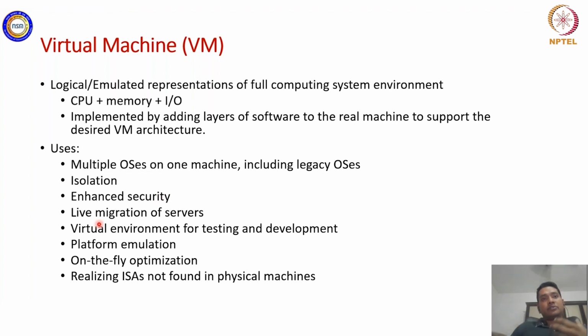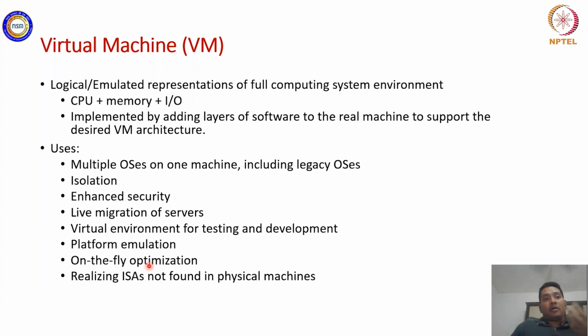Live migration of servers: without shutting down your physical machine, you can migrate your servers from one virtual machine to another. You can create a virtual environment for testing and development of your processes or user applications. You can emulate your platform. Let's say you have created a new ISA which you will run on a newer CPU, but you do not have the hardware yet and want to emulate it. You want to test how it performs with the new ISA. At that time, you can virtualize and test it in your virtual machine for this new targeted ISA.